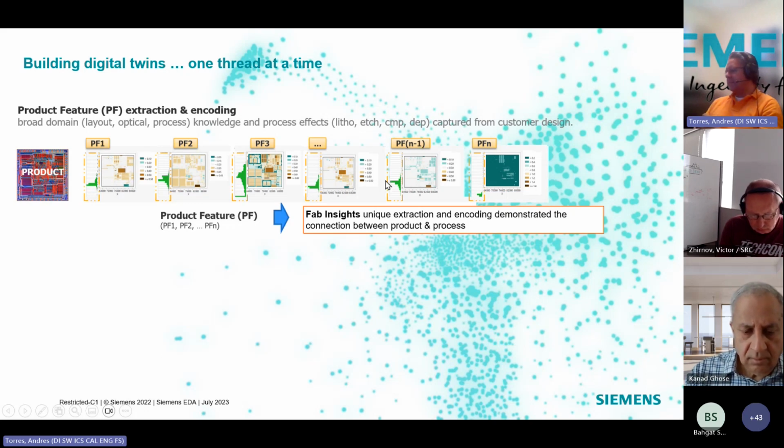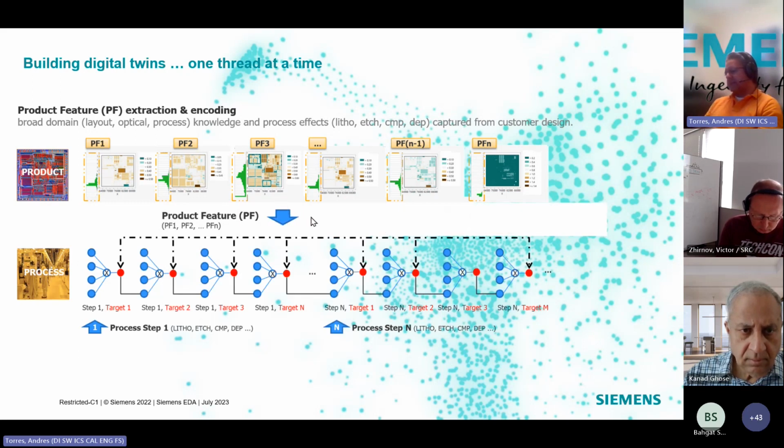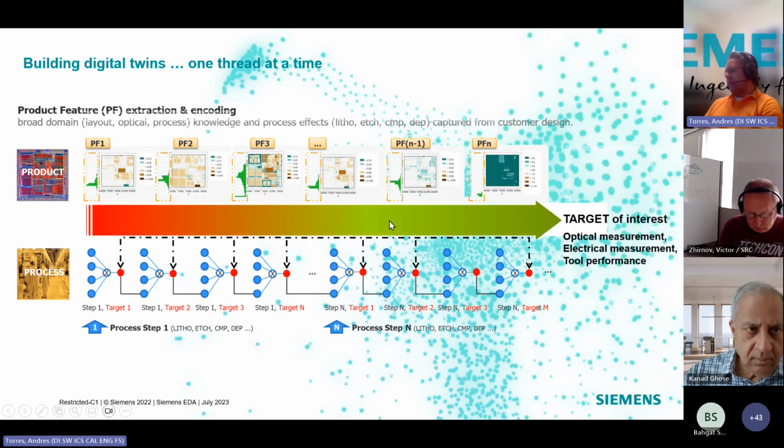So this is exactly the same design, but it gets sampled in a different way, trying to collect the understanding, the physical meaning of what is important during the manufacture of that specific process, so that it gets connected to the process and manufacturing information, in which the two are combined. And that allows us to basically pick any target of interest.